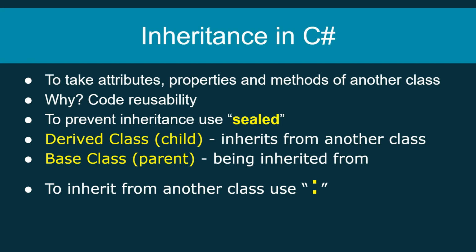I will show you that. Terms that are used in inheritance. You have base class or parent class, and you have derived class or child class. A child class is a class that inherits from another class, and a base class or parent class is just the class that is being inherited from. To inherit from a class, you use a colon.